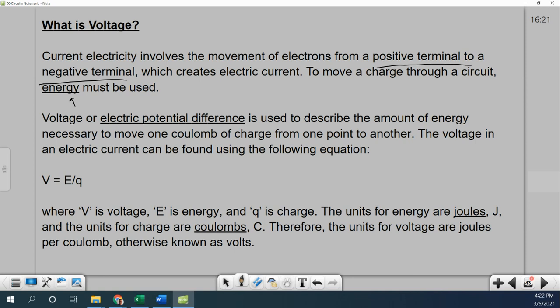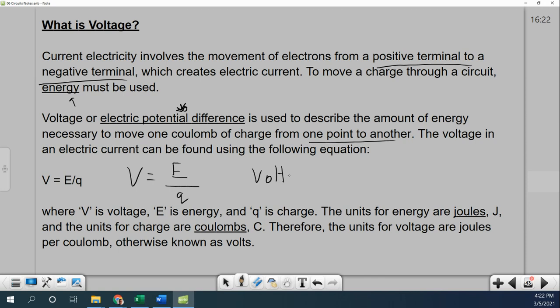So voltage, or sometimes it's called electric potential difference, is used to describe how much energy you need to actually move 1 coulomb of charge from one point to another. So if I want to move a coulomb all the way around the battery, all the way around the circuit, how much energy do I need? So the voltage in an electric current can be found with this equation. Voltage is energy divided by Q. And Q is charge again.